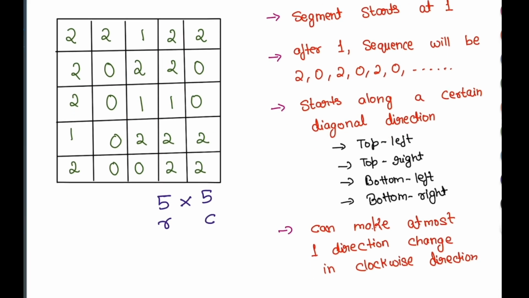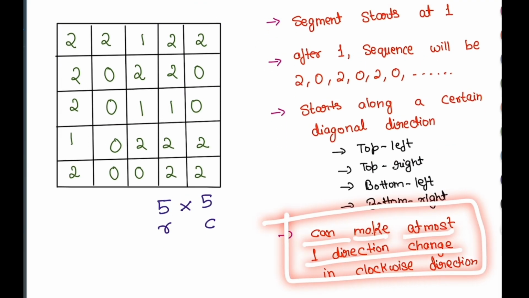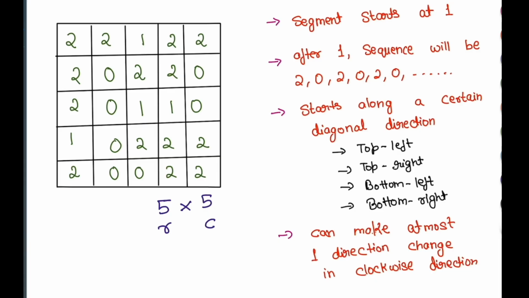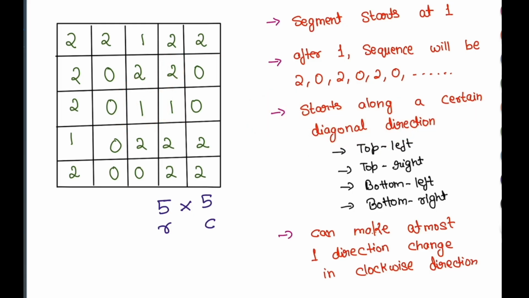Now there is one more condition which can give us a longer length V-shaped diagonal, which is, we can make at most one direction change in clockwise direction. Basically, when we are starting at a 1 and we go along a diagonal, right? So the third condition says that you start along a certain diagonal and you continue there. You cannot change the direction, but then it gives you one option that you can make a direction change at most one time, but in a clockwise direction.